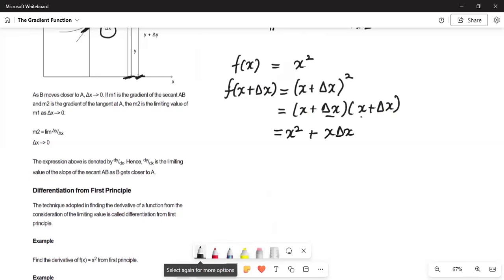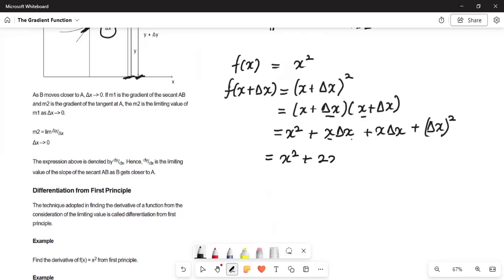Now delta x times x, again, is x delta x. Then delta x times delta x is delta x squared. When you write delta x squared in brackets, that is the square. This delta x is a single variable in this case, and that is the reason why you cannot multiply this x by this x. Okay? So in this case, this will be x squared plus x delta x plus x delta x, which is 2x delta x, then plus delta x squared. So it's f of x plus delta x that gives us this. Let me write it. F of x plus delta x gives us that.